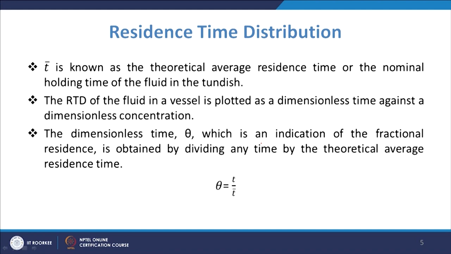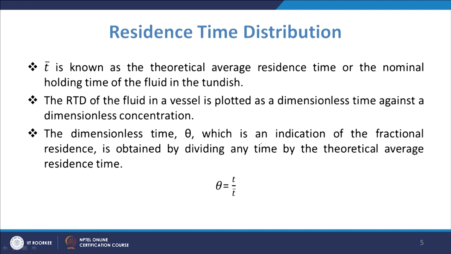In actual, some of the fluid particles may stay long, and some may spend less time than this, but if you take the average, it will come close to this. This is basically the ideal kind of value. Then the residence time distribution of the fluid in a vessel is plotted as dimensionless time against dimensionless concentration.